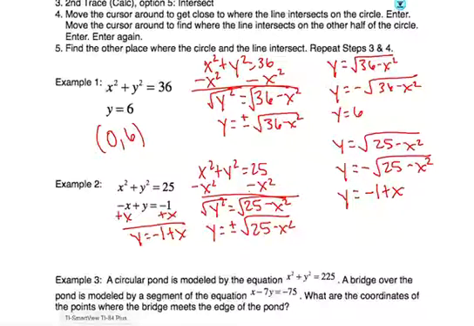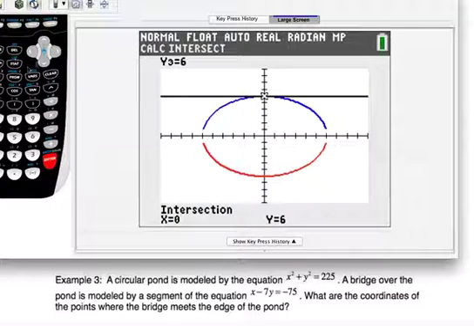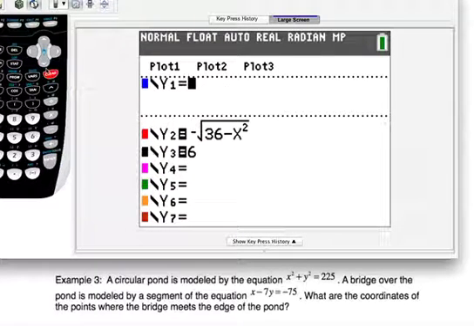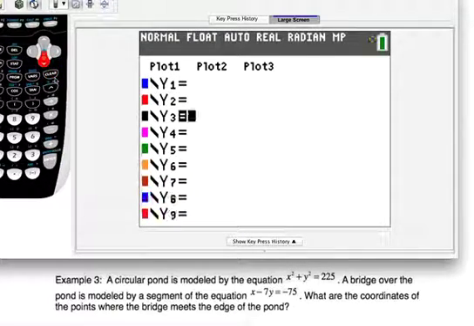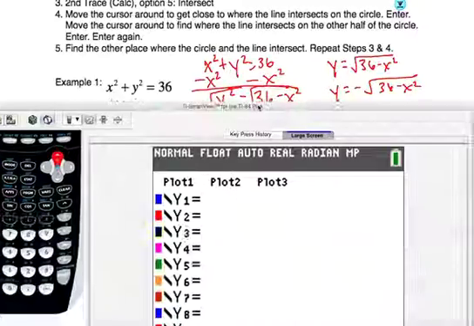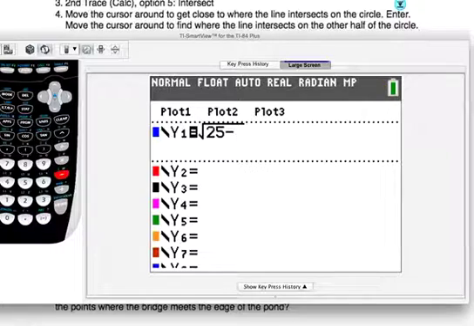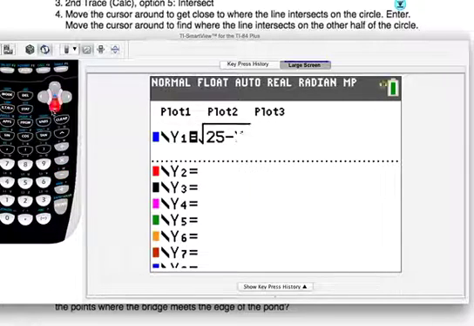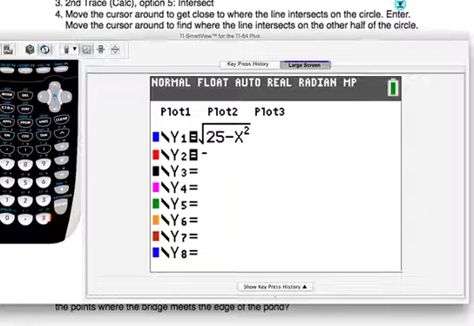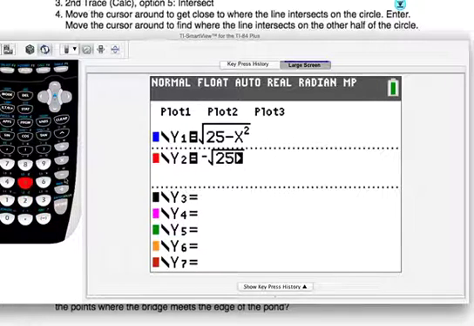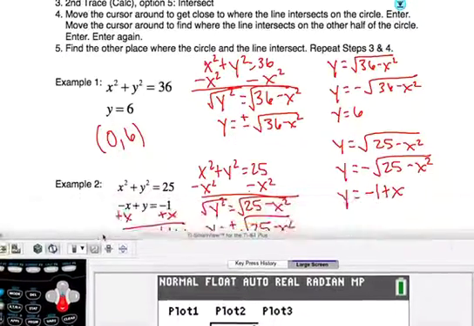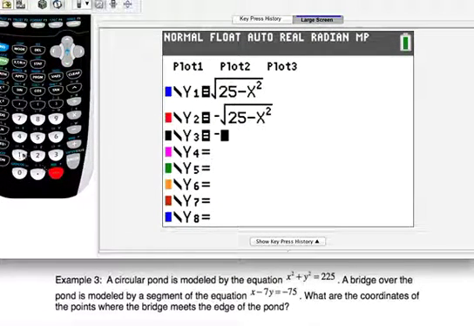Then I can go to the calculator, go to y equals, and clear out anything that's in y equals already. For y1, I'm going to do the square root of 25 minus x squared. For my y2, I'm going to do the negative square root of 25 minus x squared. And for the third equation, I'm going to do negative 1 plus x, and then graph.